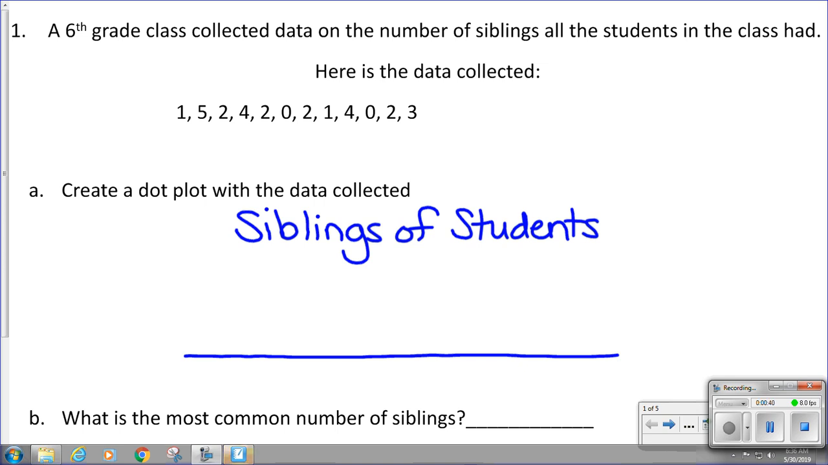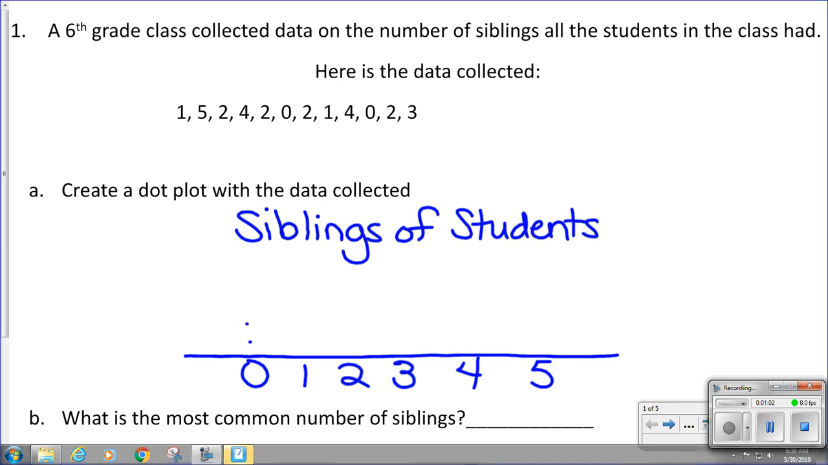And how we do that, we look for the lowest number in our data, and we look for the highest number, and we write all numbers in between. So our lowest number in our set of data is 0, and our highest is 5. So all along the bottom, I will put the numbers from 0 to 5 without skipping any numbers, because even if there isn't data there, we should show no dots for a gap.